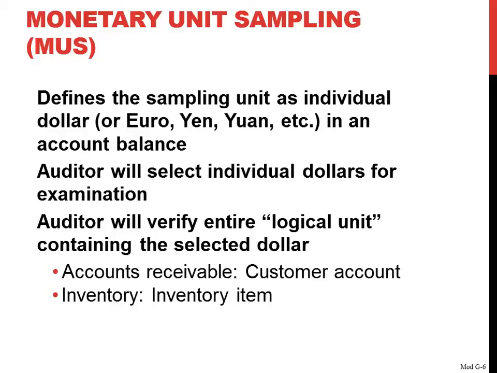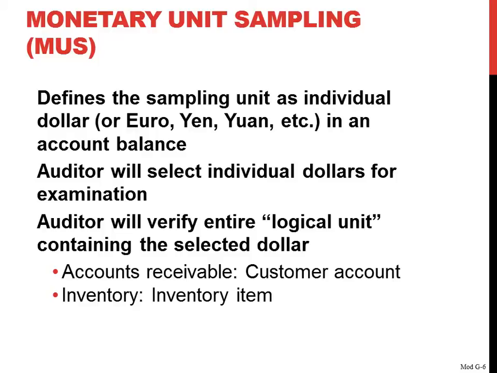Monetary unit sampling, basically you're defining the sampling unit as an individual dollar in the account balance. So for our purposes, we're looking at US dollars, right? So you're going to define the sampling unit as the individual dollar in the account. The auditor then selects individual dollars for examination. So if we're talking again about accounts receivable, the individual unit would be the customer account.